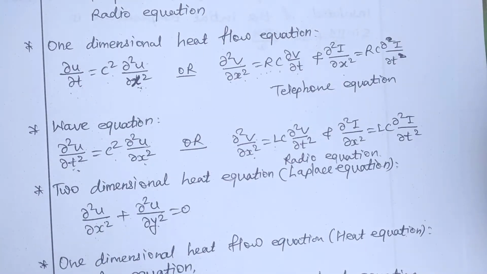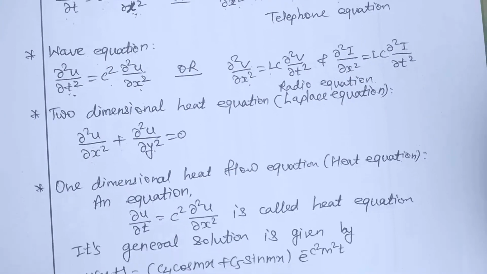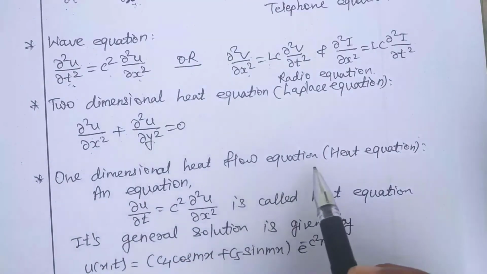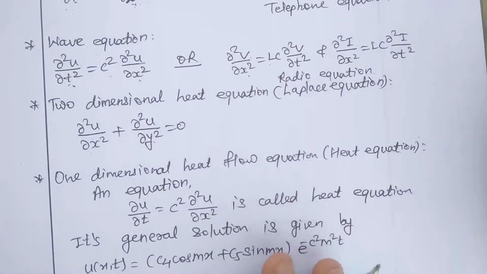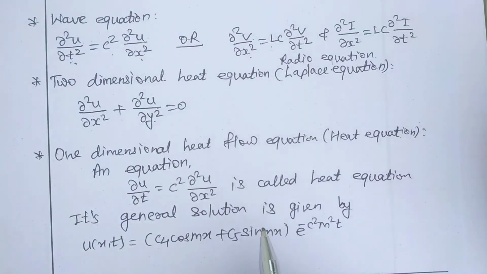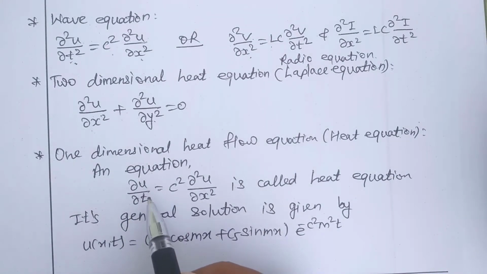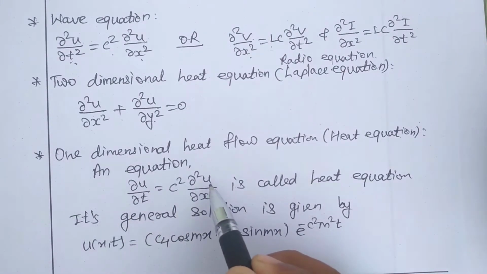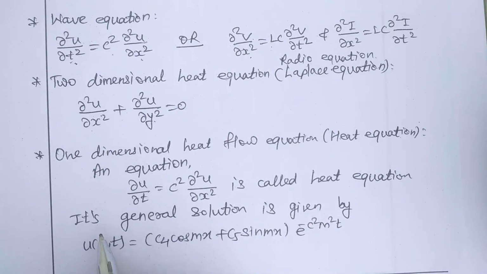So let's start with the first topic. What is the first topic? That is the one dimensional heat flow equation. In short, we can also say it is the heat equation. The heat equation is given by ∂u/∂t = c² ∂²u/∂x². It is called the heat equation.